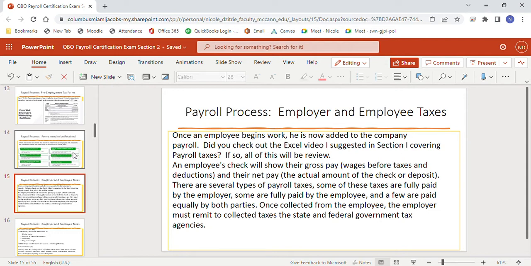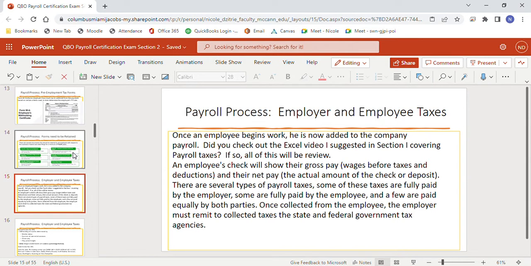And I go over the tax rates with you, but that's a good one to get a good feel for the basics and payroll process as well as the taxes. If you did watch it, this should all be reviewed. Again, the only one I have that's outdated is the FUTA. An employee check will show their gross pay, which is wages before taxes and deductions, and then their net pay, which is the actual amount of the check or deposit.